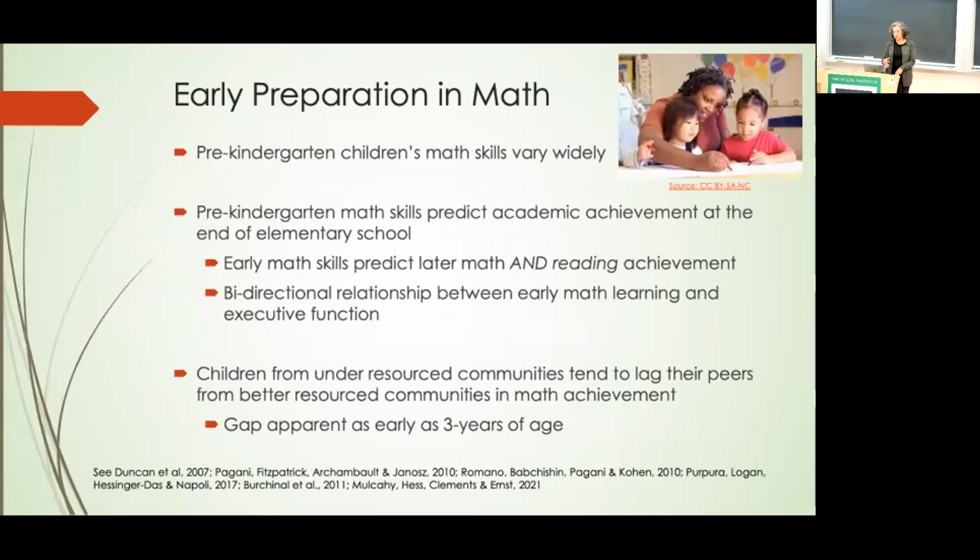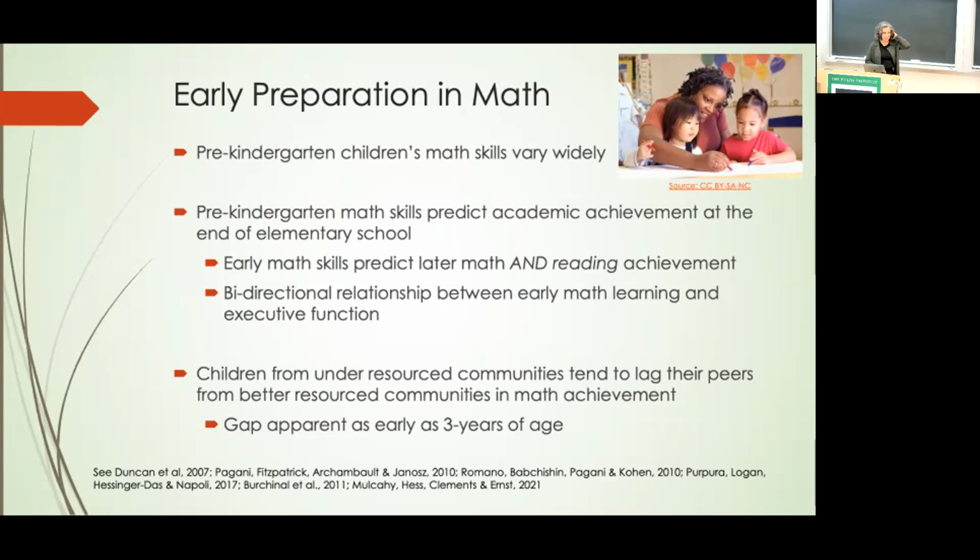The research has also been very clear for some time now. Another point that Dr. Mighton touched on is that preschool children's math skills, first of all, vary widely. So you see huge differences across children at the start of kindergarten, when they're coming into formal schooling, in terms of their preparation in mathematics. We know that preschool children's pre-kindergarten math skills predict academic achievement, definitely at the end of elementary school, another slide that Dr. Mighton showed you.